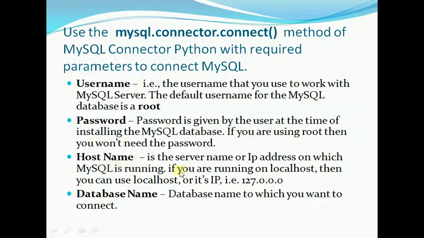Then hostname. Hostname means the server name or the IP address. If you are running on a local host, you just need to give localhost only, otherwise the IP address. Then the database name, to which database we want to connect. That is mentioned by the database. So these parameters are to be given along with this connect method.